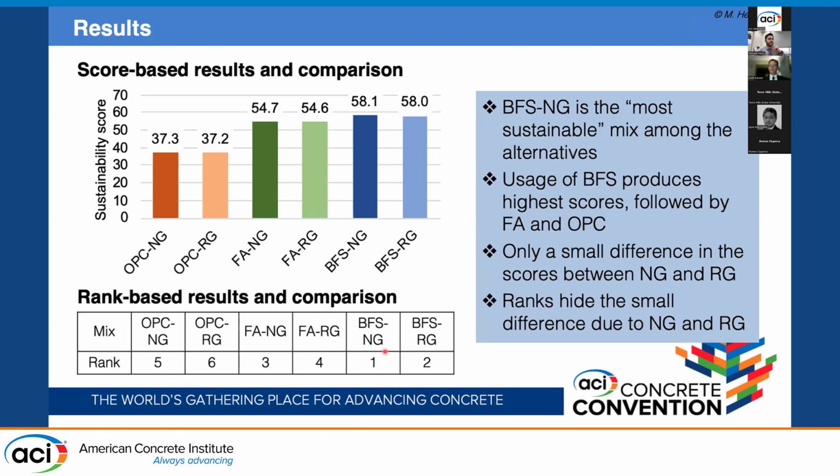However, if we look just at the ranks, we see BFSNG is ranked 1, BFSRG is ranked 2. But the problem with looking at just ranks and not the original score is that the difference between these two is very small. So this is another thing to keep in mind: when we use rank-based decision-making, it hides that underlying information about the distance between the alternatives. In reality, maybe we would say these two are equivalent because the difference between them is so small.